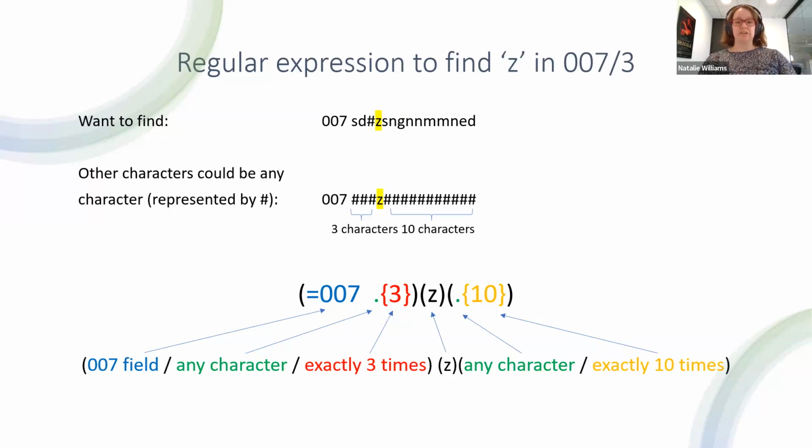Next, I've put a Z because that's what I want to find in position 3. After that, in green, there's another period for any character. And in yellow, I've told it to repeat the period exactly 10 times for the rest of the characters in the field.